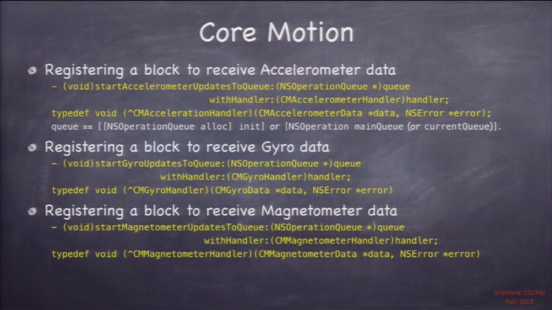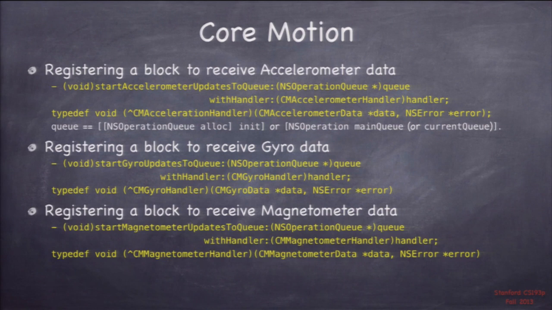So how do we do this block thing? I want to start my device checking what is going on with the accelerometer, and I want it to report to me what's going on. The way I do that is I give it a block, a CM accelerometer handler block right there. You can see how it's defined. It takes an argument, which is the CM accelerometer data and an NS error, and it just keeps calling that block over and over at whatever rate you tell it to. We'll talk about how you set that on the next slide.